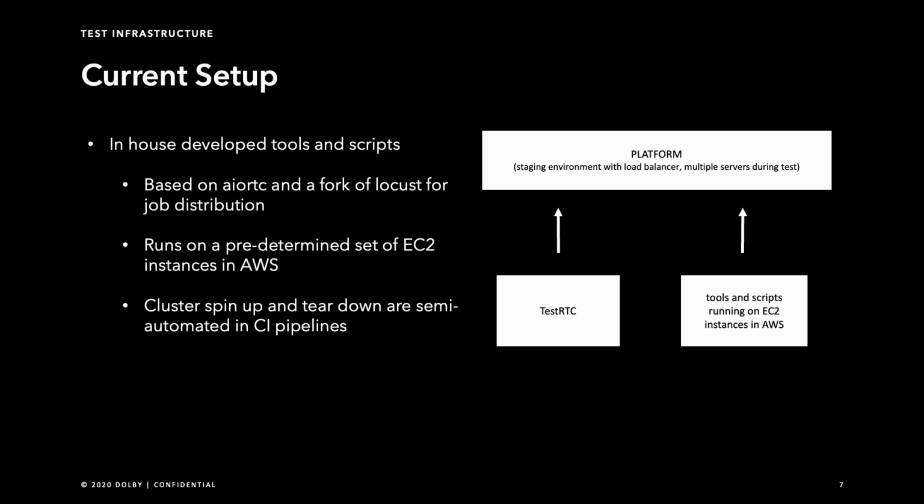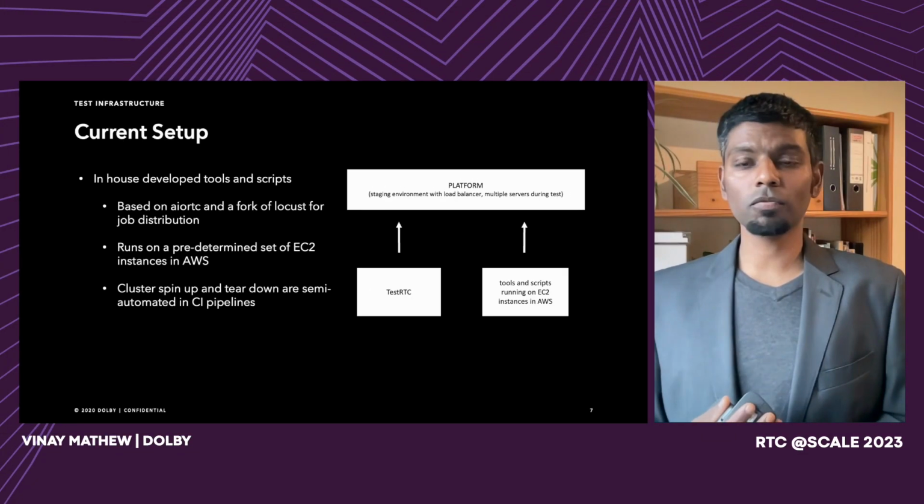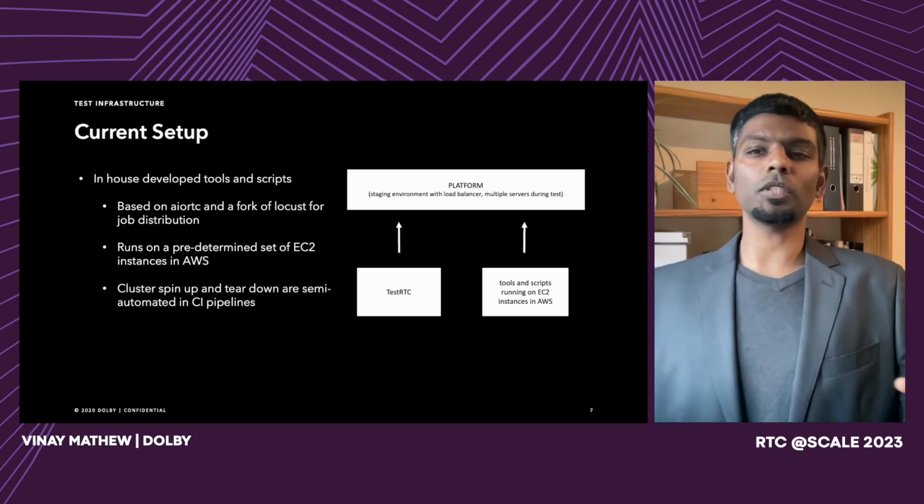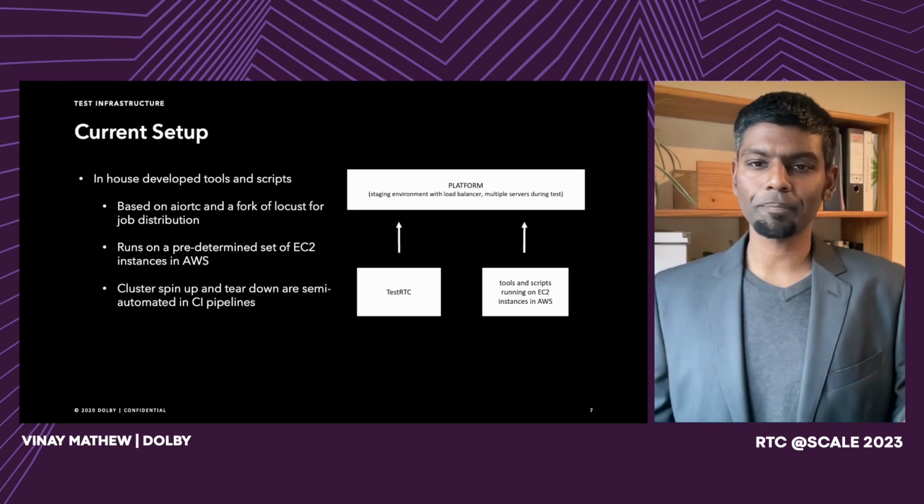Today, to a large extent, we rely on two sets of tools. It's an in-house set of scripts that essentially run on AWS EC2 instances. And the second aspect is a commercial tool, TestRTC, for a very specific dedicated set of tests. The in-house tools are Python-based. They are based on a fork of AIORTC, which does all the low-level WebRTC, signaling, handling, all that protocol level. And then there's a fork of Locust that's kind of plugged together with that. And this fork of Locust enables us to distribute these jobs across those EC2 instances.